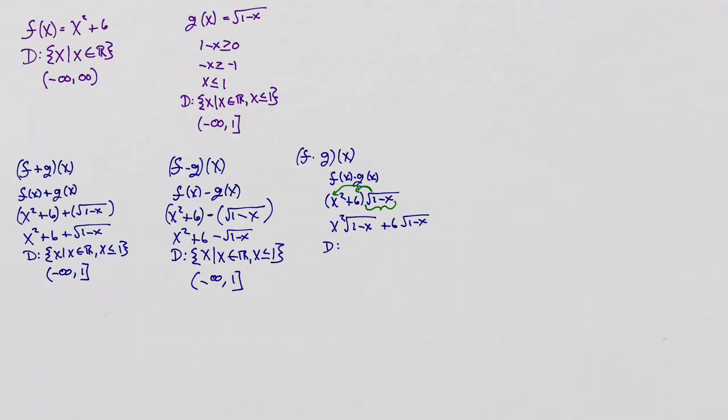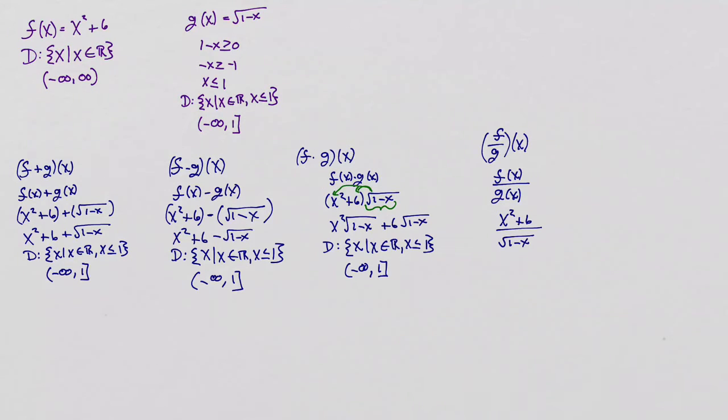So my domain is going to be the set of all x's such that x is an element of the real numbers and x has to be less than or equal to 1. Or you can say it's from negative infinity to 1 square bracket. Now the last one we're going to do is f divided by g of x. What this means is you're going to take your f of x and divide it by your g of x. Well, my f of x is x squared plus 6, and we're going to divide it by the square root of 1 minus x.